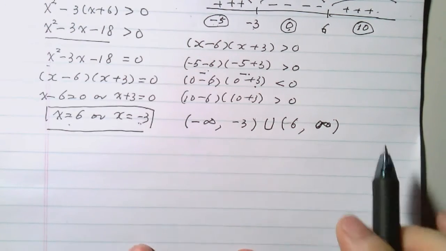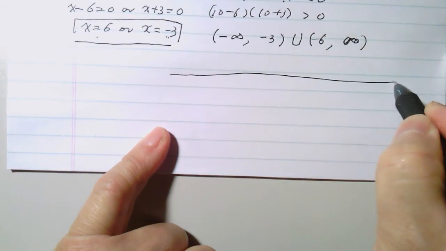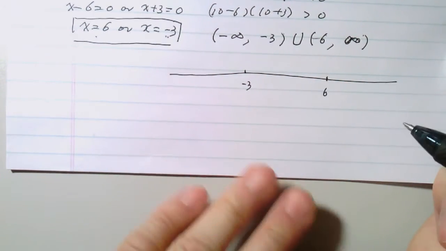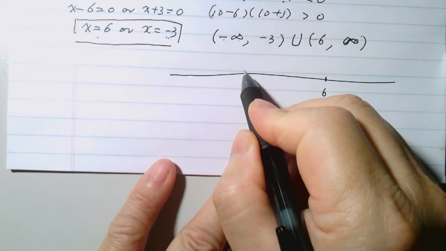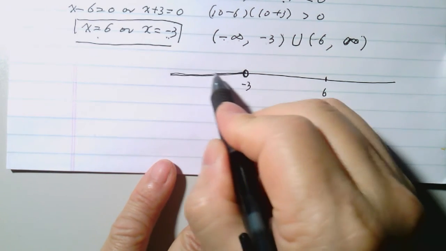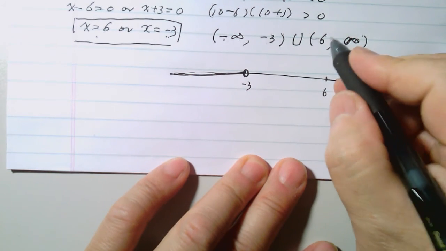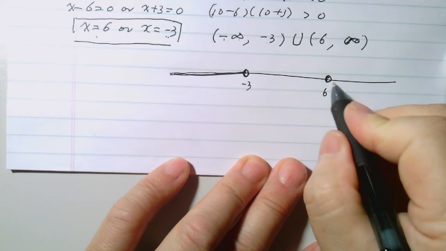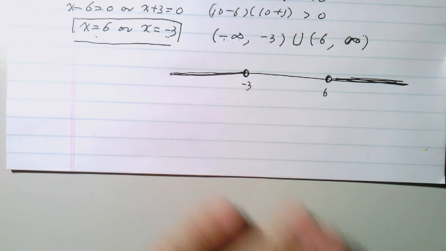So that's our solution. To graph this, we get negative 3 and 6 here. From negative infinity to negative 3, negative 3 is not included, so you use a circle, and you darken that side. And from 6 to infinity, 6 is not included, so here use a circle, and darken from 6 to positive infinity. So that's what we have. Now you've got the solution here.